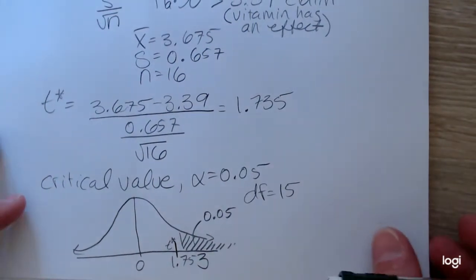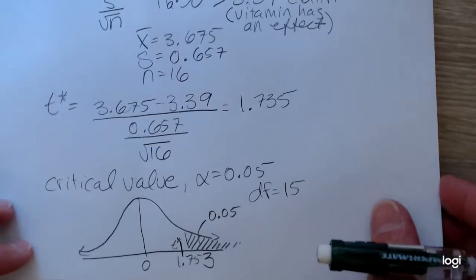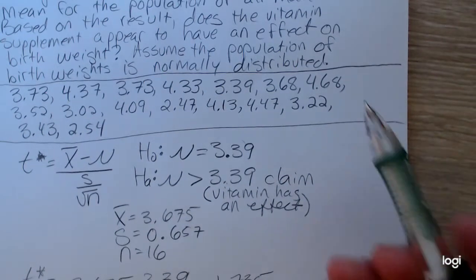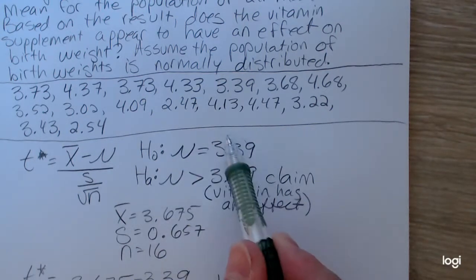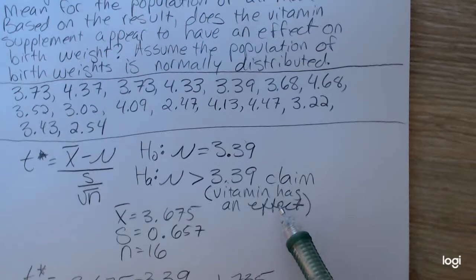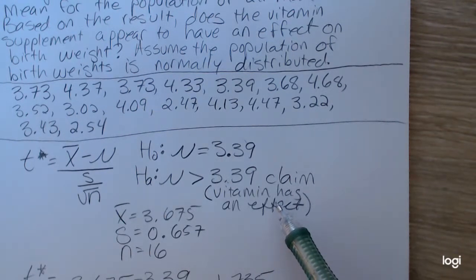Because we are in the fail to reject region using the critical value method, the decision is to fail to reject the null. So we are not supporting the claim. And at alpha equal 0.05, there is not enough evidence to say that the vitamin supplement has an effect on birth weight.